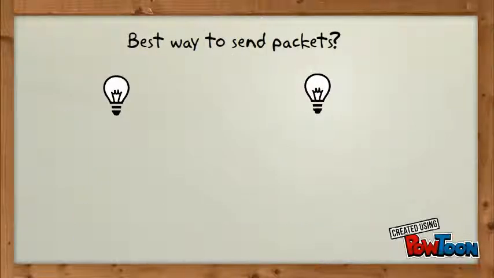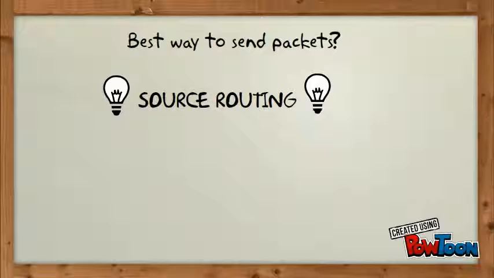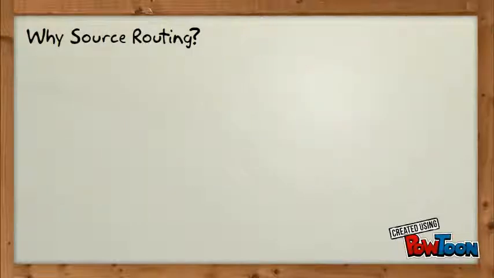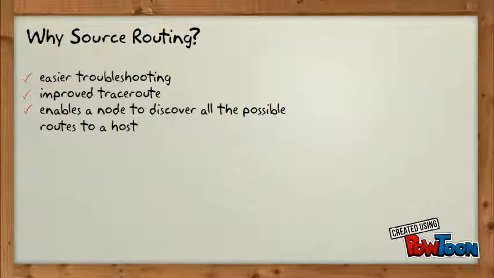The best way to send a packet is source routing. Source routing is where the sender of the packet can partially or completely specify the route the packet can take through a network. That is, he can specify the final destination address or the intermediate addresses. Why source routing? Because it's easy to troubleshoot. It has improved traceroute because the destination is given by the source itself, and it also enables a node to discover all the possible routes to a host.